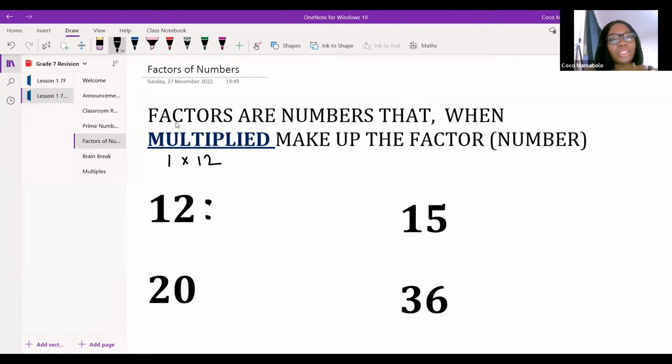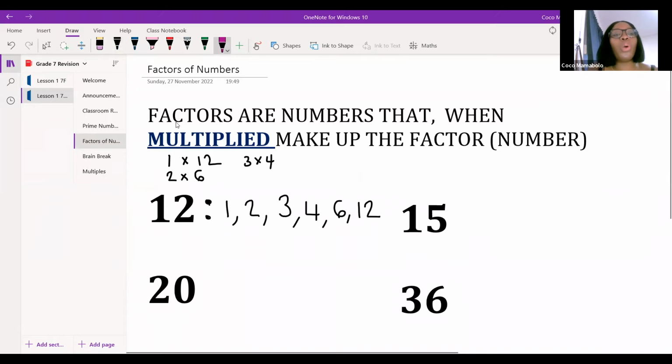That's it, Singata. Well done. 2 times 6. Anything else, guys? Any other two numbers? Well done, Kamva. 3 times 4 or 4 times 3. Well done, Tahila. That's what I'm looking for. So when I write down the factors of 12, I'm going to write 1, 2, 3, 4, 6, and 12.